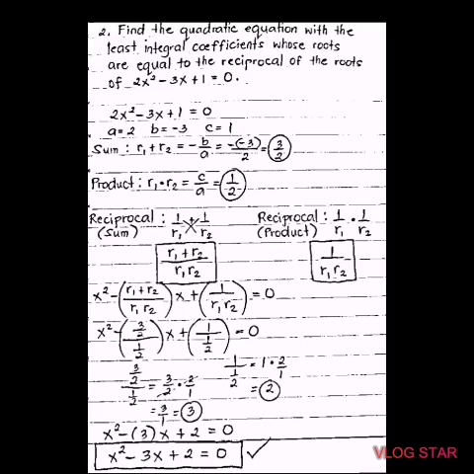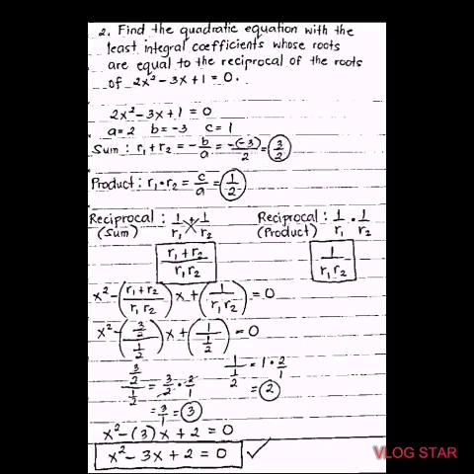After writing all the values, get the sum and product. The sum is r sub 1 plus r sub 2 equals negative b over a. Write the negative sign in the formula, and then the value of b, which is negative 3, over the value of a, which is 2, equals... what is negative times negative?